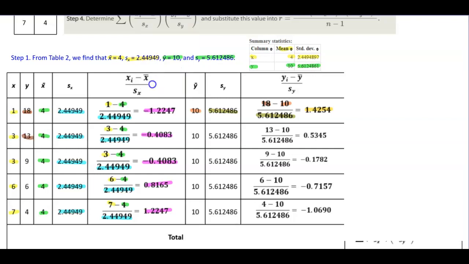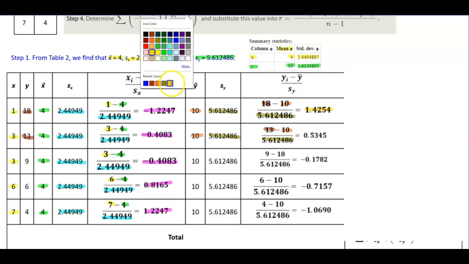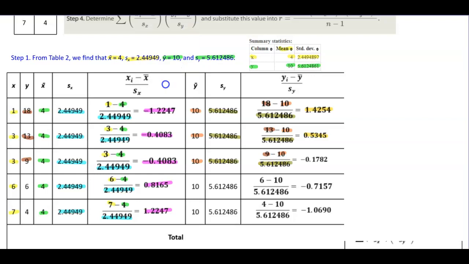Let's do that again. We have our data value of 13 for y, and then we're going to subtract the sample mean of 10, dividing it by the standard deviation of 5.612486 to give us 0.5345. Next, we're going to take the data value of 9, and subtract the sample mean of 10, divided by the standard deviation of y, which is 5.612486, to give us negative 0.1787.